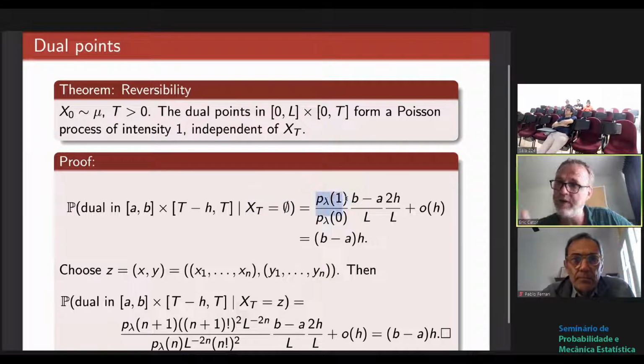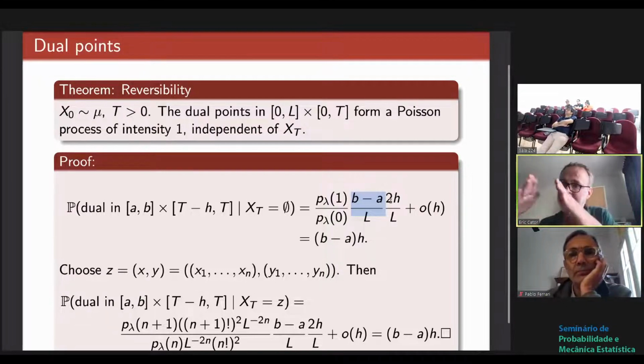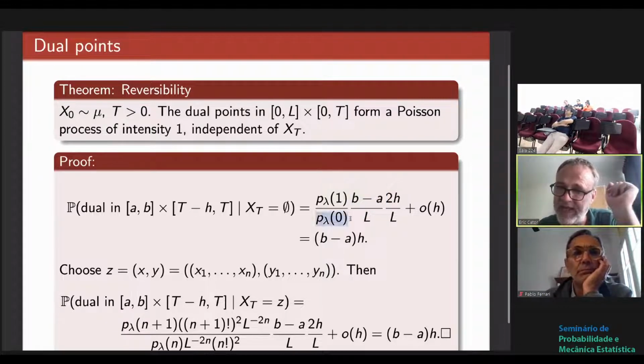We get p lambda 1. So you have one positive and one negative particle. The positive particle should be somewhere in this interval, b minus a, sorry. So that has probability b minus a over L. And then the negative particle should be no more than 2h away from this positive particle. So that has probability 2h over L. And then here you divide by p lambda 0 because of the conditioning. So you got this conditioning, so that's why we divide here. And then if you calculate this, you get exactly a term lambda squared, and the lambda squared cancels against the 2 over L squared, and you end up with b minus a times h. So that's good.